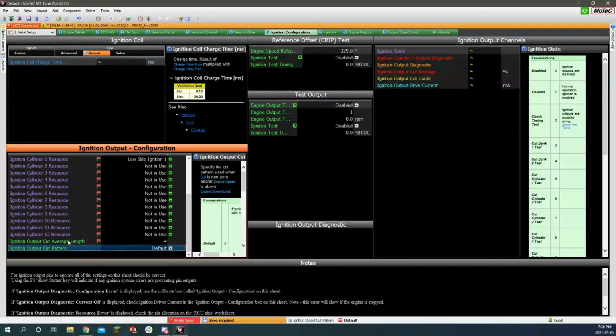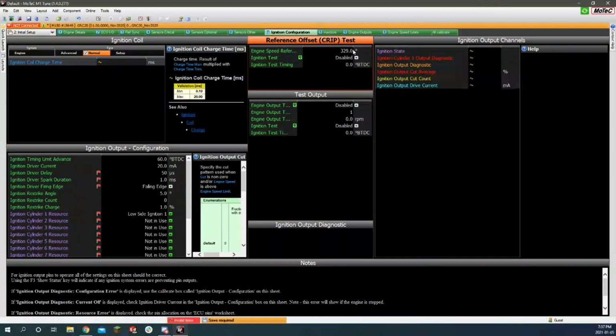In general, you want to avoid ignition cuts if you can, and I've done that in the rev limiter tab, which we'll get to soon. But this just tells it, if you have a multi-cylinder engine, it cuts different cylinders at different times and stuff. So that's something you can configure.